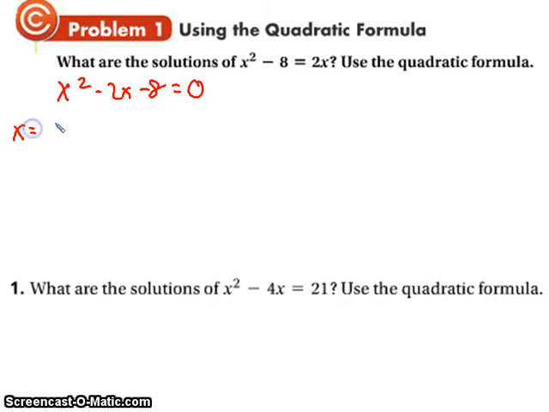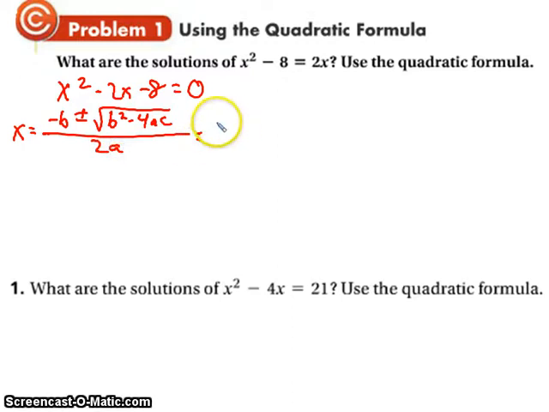Okay, and then we start plugging it in. So x is equal to negative b plus or minus the square root of b squared minus 4ac, all over 2a. And we just start putting numbers in. Here a is equal to 1, b is equal to negative 2, and c is equal to negative 8. So we're just going to plug those in.